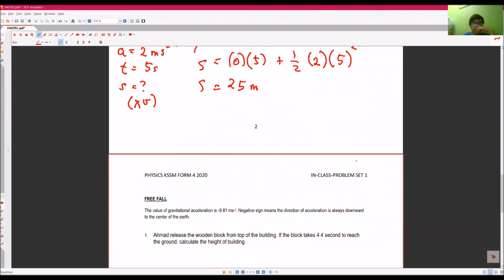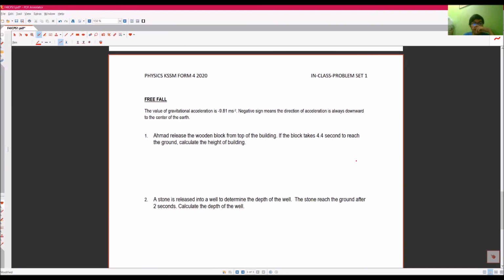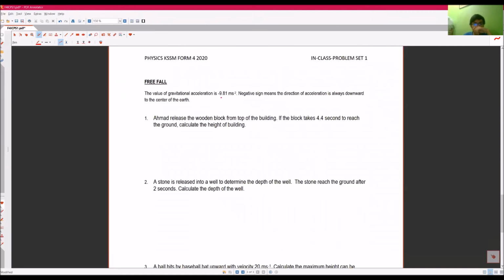So in free fall, the value of gravitational acceleration is negative 9.81 ms-2. The negative sign means that the direction of acceleration is always downward, to the center of the Earth. So g is 9.81 ms-2. That's the value of g.